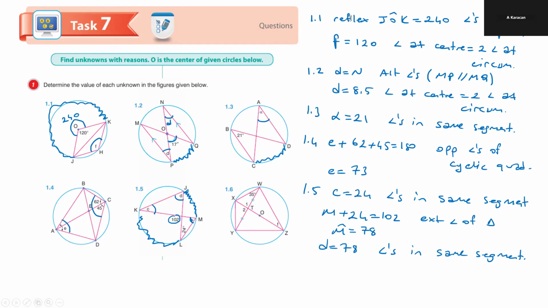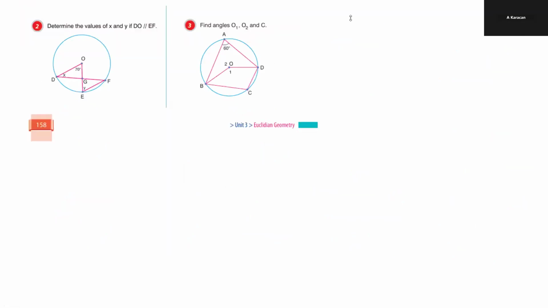Yes, let's have a look at another question, which is number 2. Determine the values of x and y if DO is parallel to EF. If DO is parallel to EF, then we'll have alternate angles, which will be equal to y. So y is equal to 70, alternate angles as DO is parallel to EF.